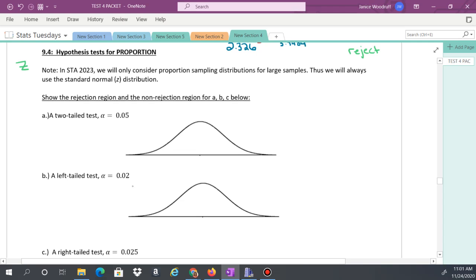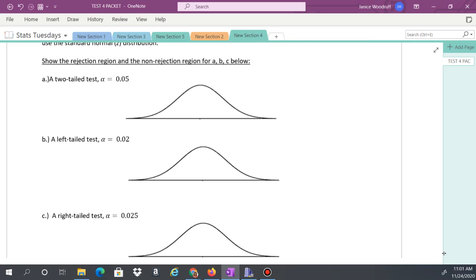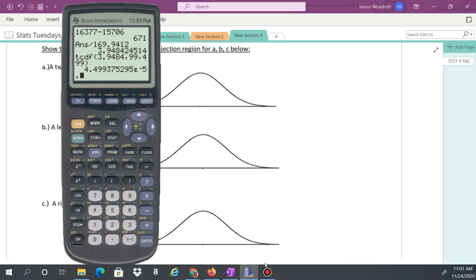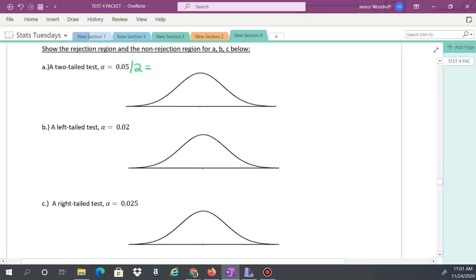Okay, so you're using the same chart for z values that you used at the beginning of chapter 8, or you can use normal CDF depending on the regions. So for example, for a two-tailed test with a significance level of 0.05, you would need to divide that into 2, which would give you 0.025 on either side of the graph.